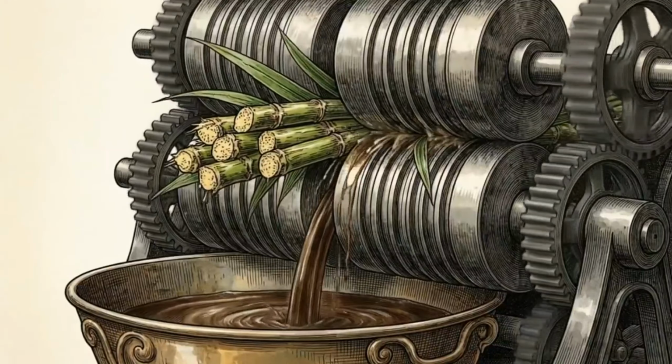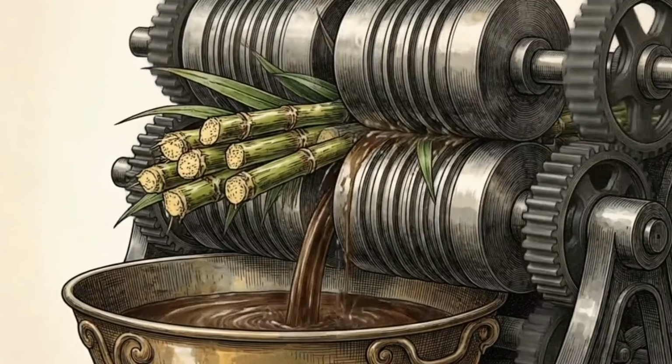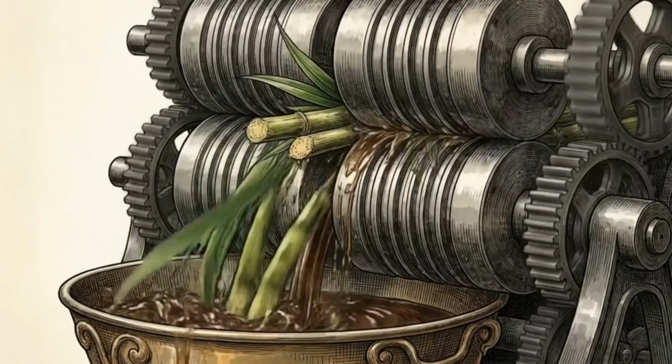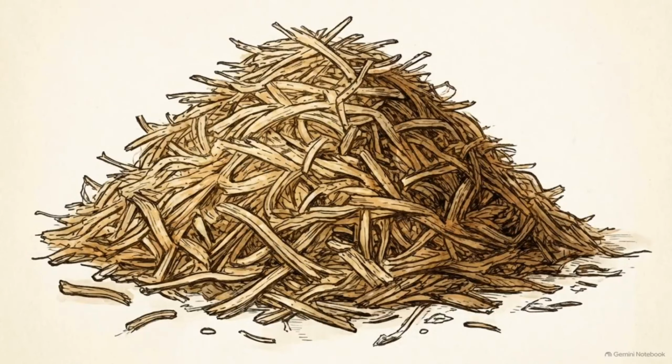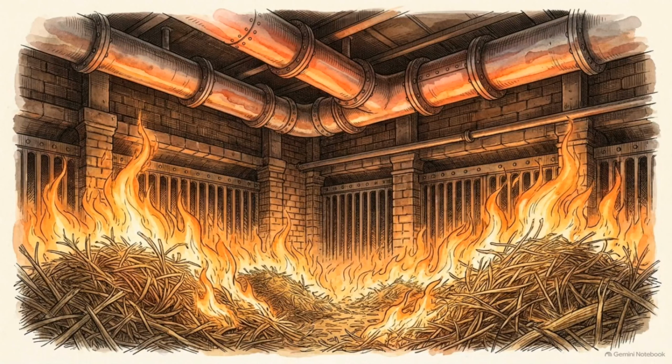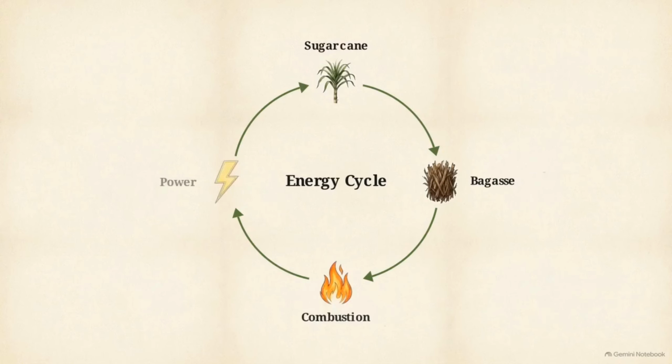Inside the mill, heavy industrial rollers crush the stalks under immense pressure, squeezing out the raw, sweet liquid trapped inside. This leaves behind a dry, shredded plant fiber called bagasse. Mills often burn this material in large furnaces to generate the steam and electricity needed to power the factory. In this self-sustaining system, the physical destruction of the plant provides the energy required to process its juice.